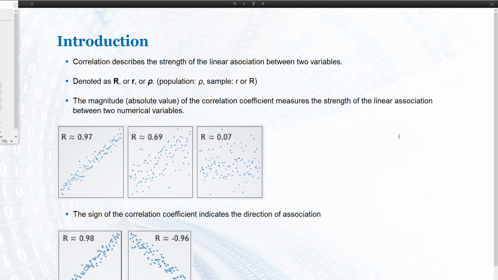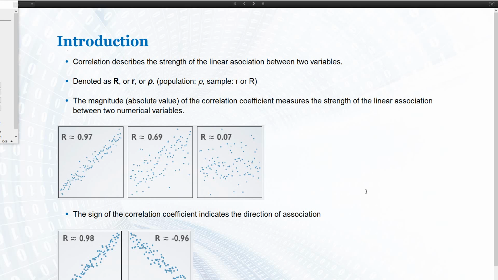And let's start with an introduction. Correlation is a quantity that describes how strongly two variables are linearly associated. Yeah, we are talking about linear association, first of all.